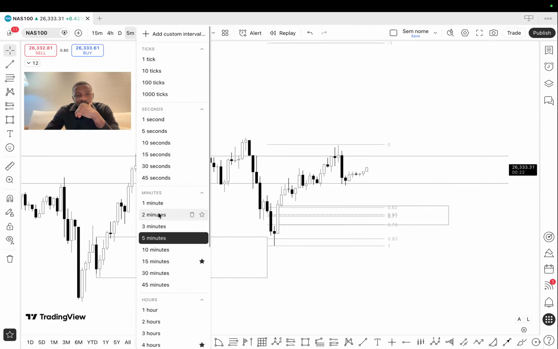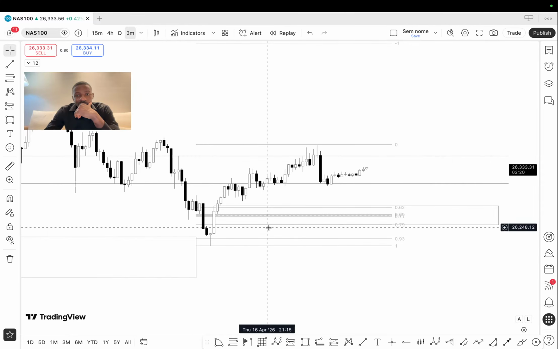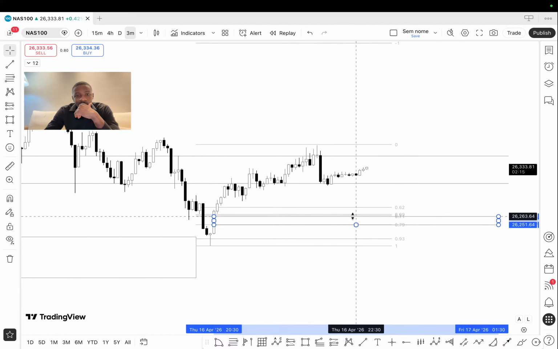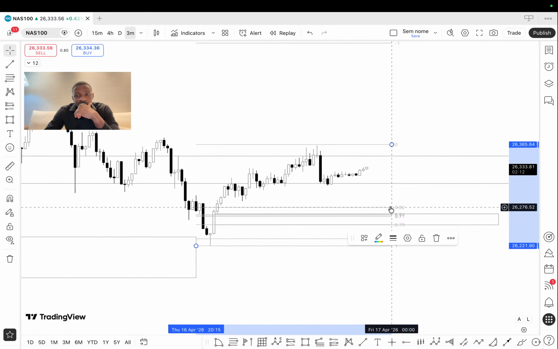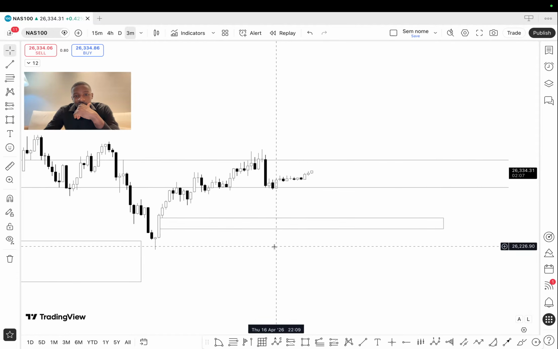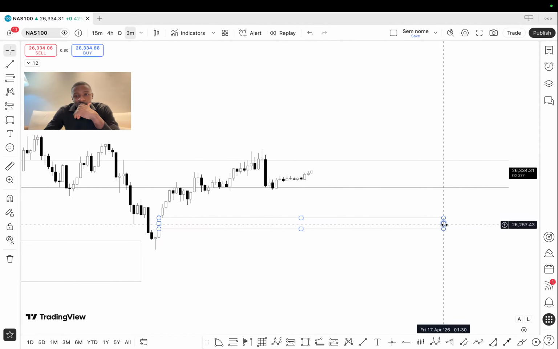Let me go to the 3 minutes as the final refinement place. Yeah, I see it here. So it's somewhere around here. This is my trigger level. So I would wait for price to reach this level first before I take any trades.